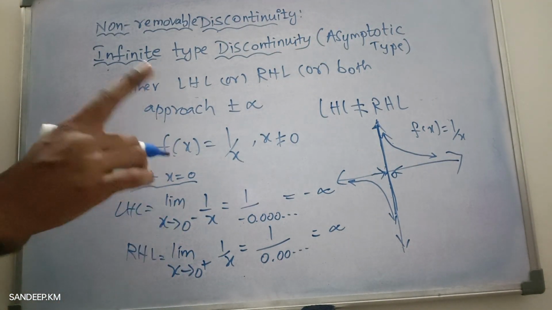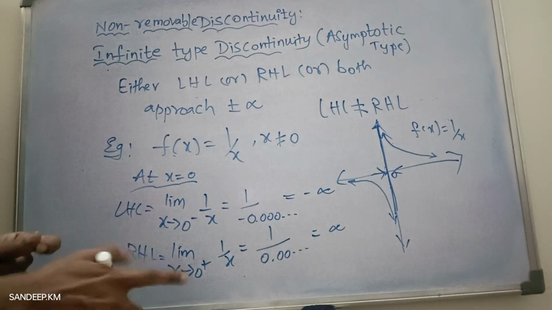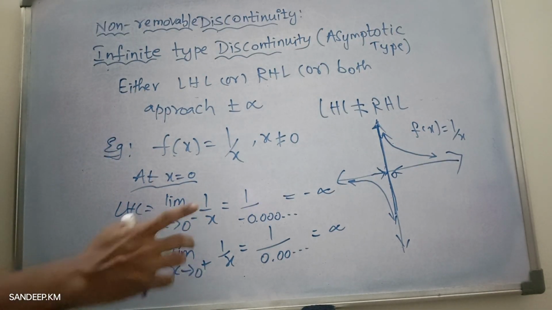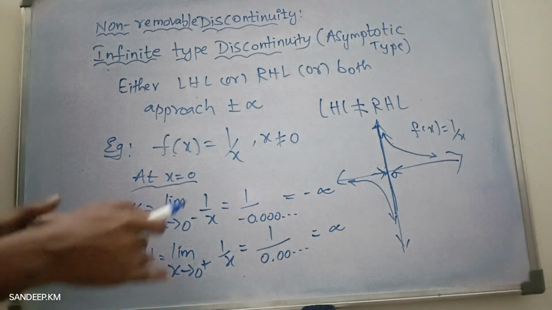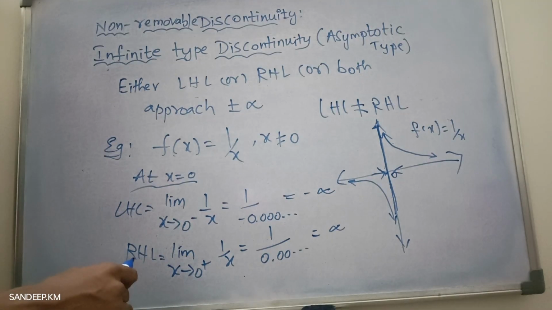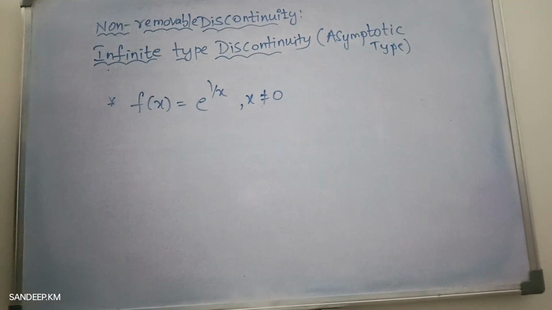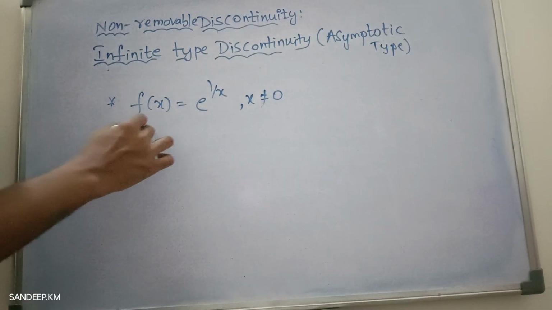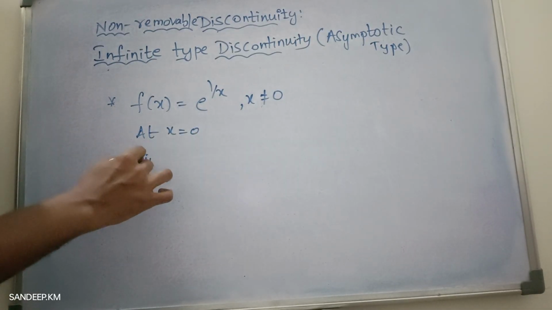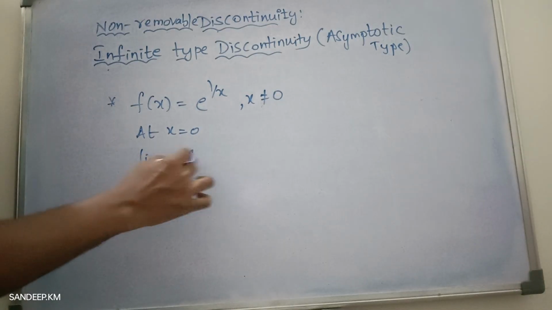And remember one thing, it is not necessary that both should be approaching plus infinity or minus infinity. Only the left hand limit can approach plus infinity and the right hand limit can be a finite value, or the right hand limit can approach plus infinity and the left hand limit can approach a finite value. I'll give you a simple example on it. Here is the function f of x is equal to e power 1 by x. Let us try to find the left hand limit and right hand limit at x is equal to 0. At x is equal to 0, what is the left hand limit, dear students? x approaches 0 minus f of x.